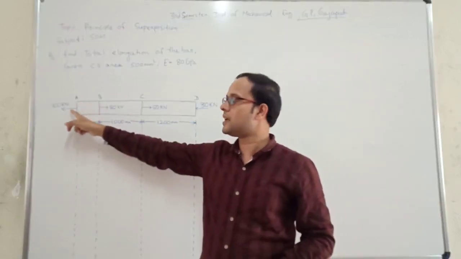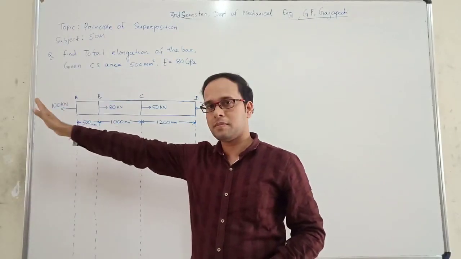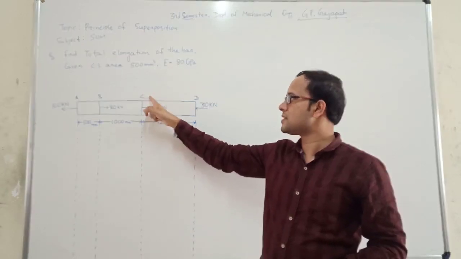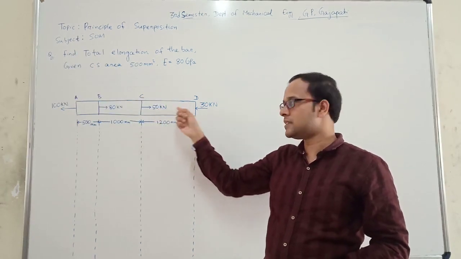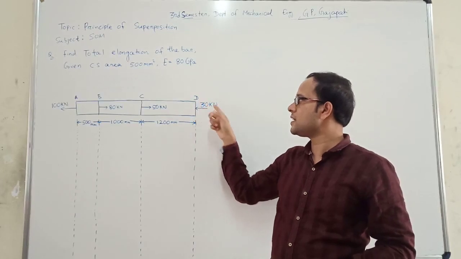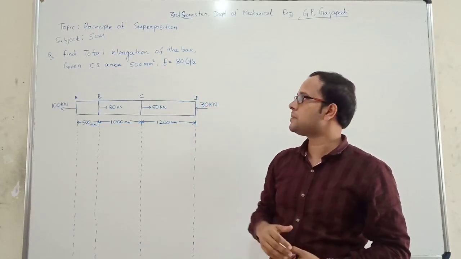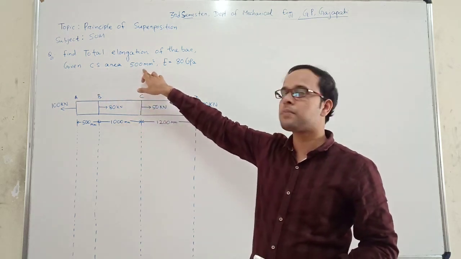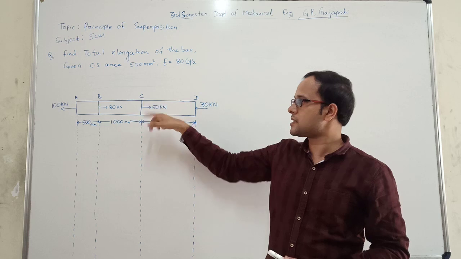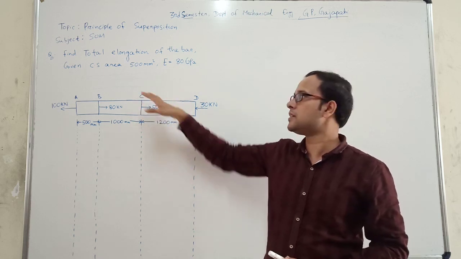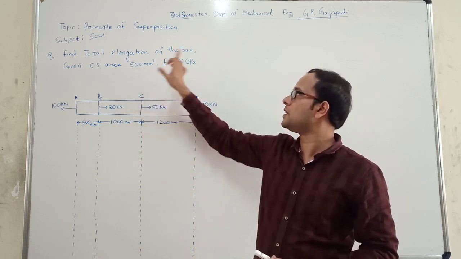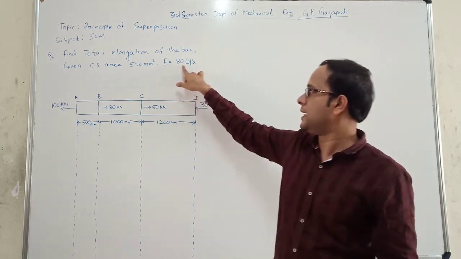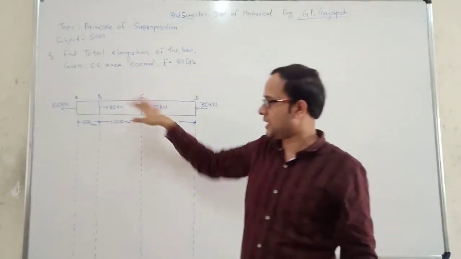So in section A, 100 kilonewton towards left hand side. At section B, 80 kilonewton in this direction. C, 50 kilonewton in this direction. And at section D, 30 kilonewton in left hand direction. And one more thing given, that is cross sectional area is 500 millimeter square. The cross sectional area of this steel rod is given 500 millimeter square. And Young's modulus of elasticity of this bar is given 80 GPa. So these are the given data.